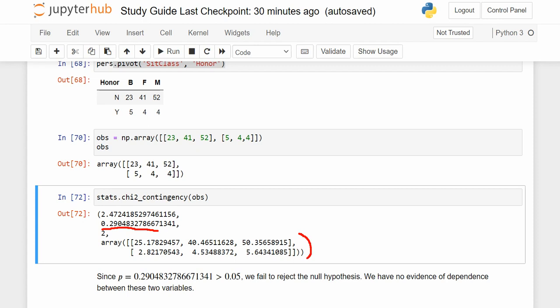Okay, and I said the expected matrix is here. But this is our statistical conclusion. P is greater than 0.05, our standard alpha, so we fail to reject the null. And we do not have any evidence of a dependence between these two variables.